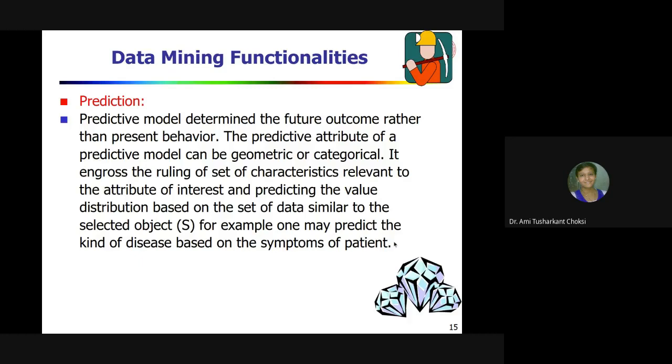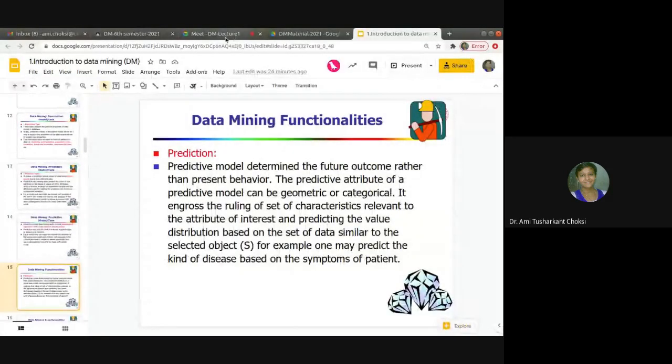For example, one may predict the kind of disease based on the symptoms of a patient. Let's say that a person is having a breathing problem, his temperature is high, or his oxygen level is reduced. What do we say then? We predict that the person can have corona, right? In these days, we can say this. So the example says that from the selected object, this person, whatever characteristics we have considered, from the symptoms of that patient, we can say that the person can be suffering from a particular disease, right? Okay. So that's all for today.